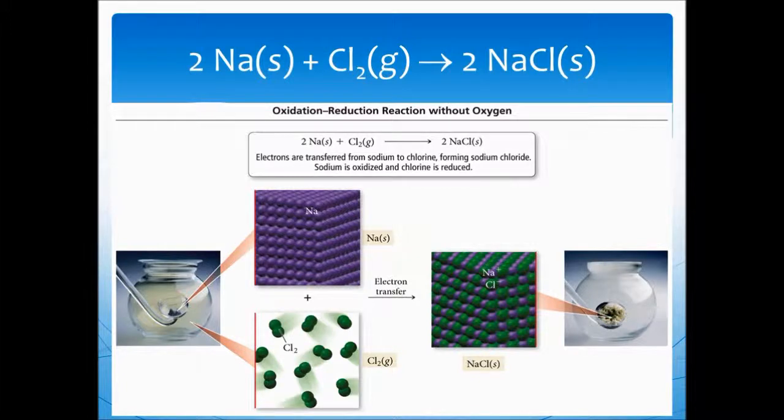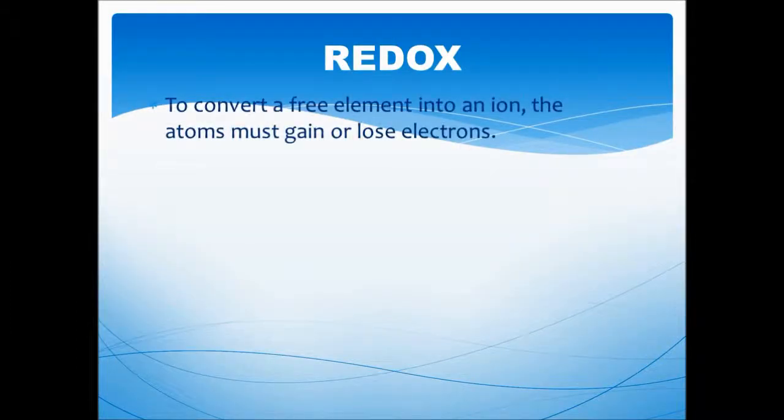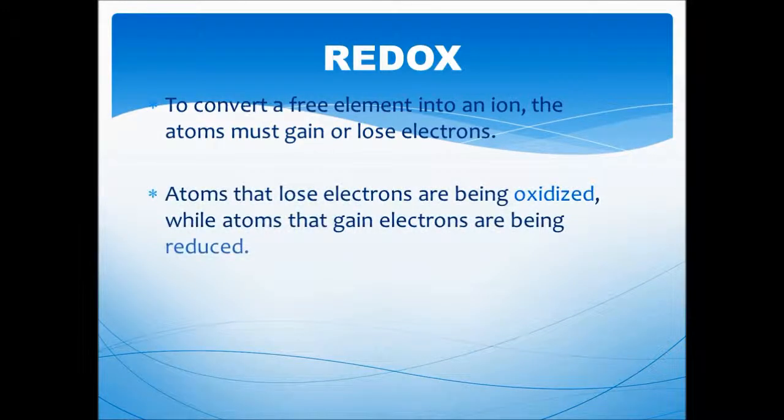The reaction between sodium and chlorine is an oxidation reduction reaction without the presence of oxygen. Here, electrons are transferred from sodium to chlorine to form sodium chloride. In a redox reaction, we convert a free element into an ion by gaining or losing electrons. Atoms that lose electrons are being oxidized, while atoms that gain electrons are being reduced.